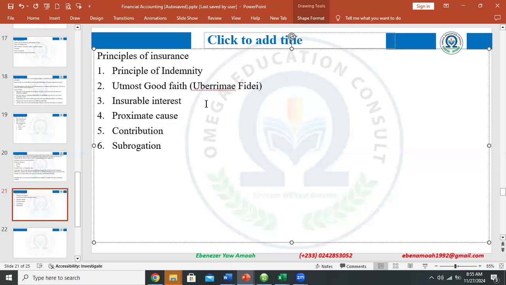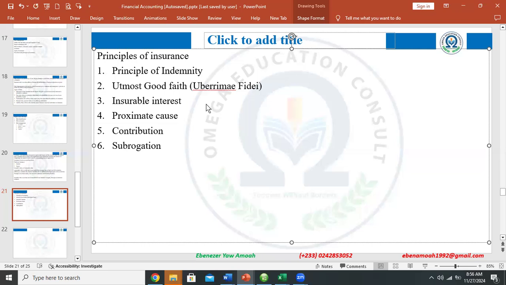So, Prophet Kuya, I want to believe you appreciate some of them. Let me pick them one by one. Principle of indemnity. So, this principle states that if there is an agreement between an insurer and an insured against a certain loss, and the loss happens, the insurance company is obliged to get the insured back to the position where he or she was before the loss occurred.